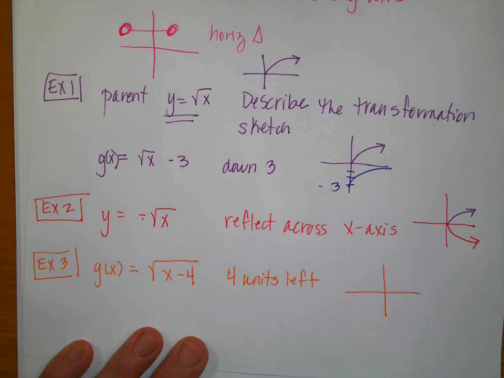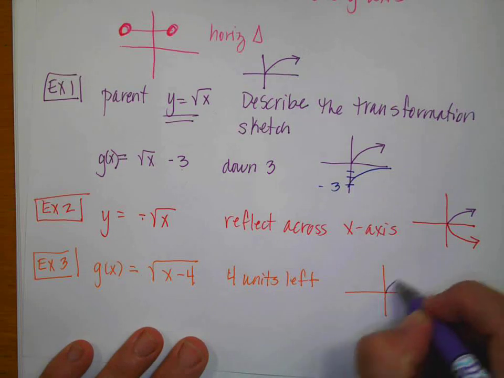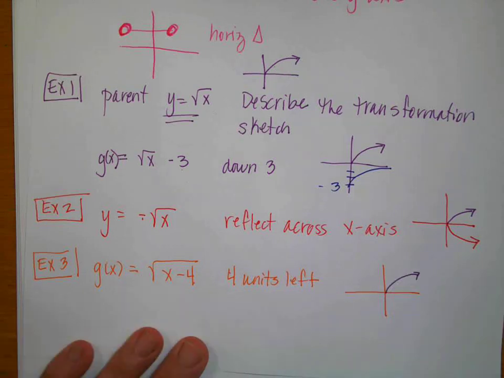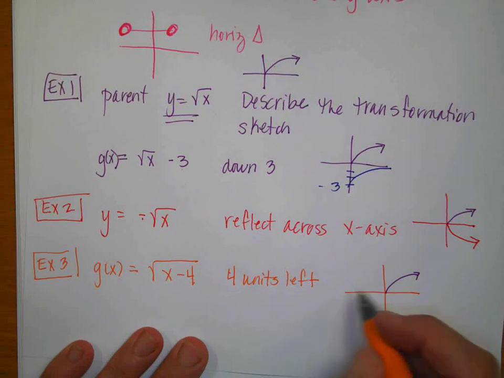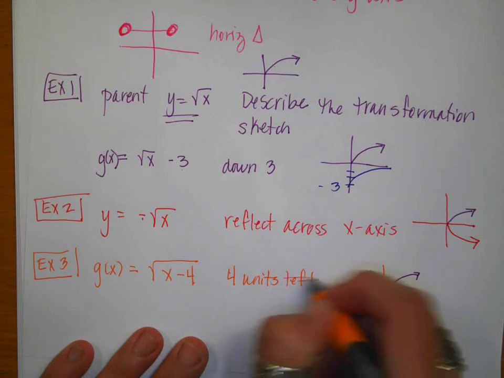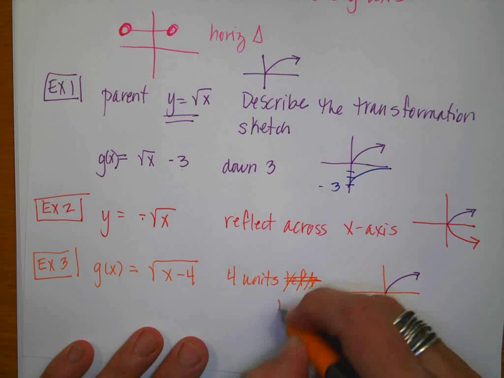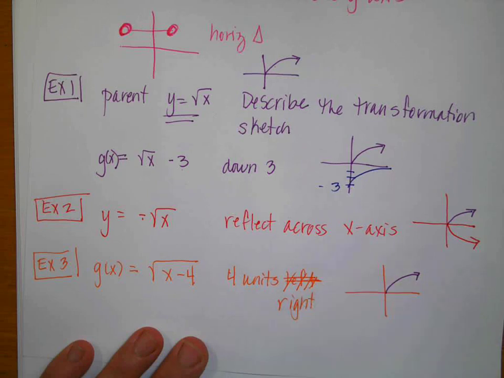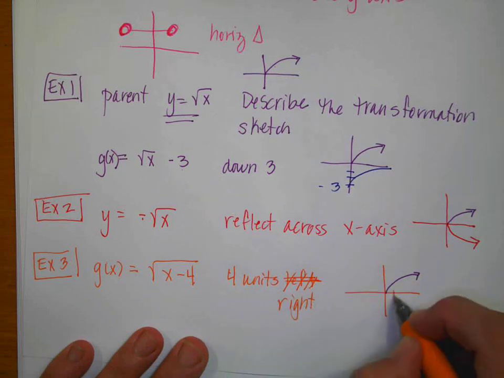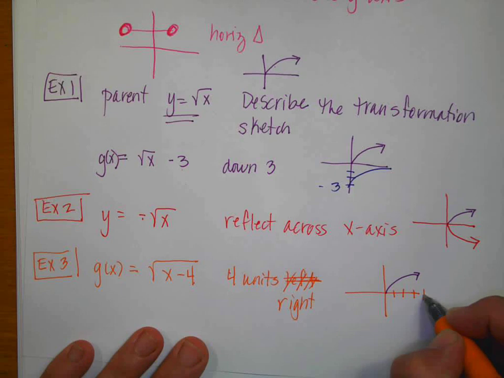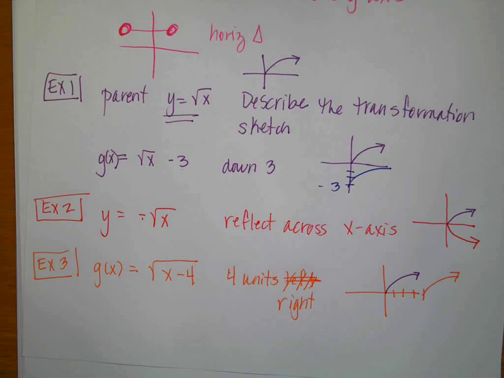And if we had our graph, what color did I use? Purple. If this was the original function, now I'm going to move 4 units to the, bad, shame, shame, shame. This is to the right because it's the opposite sign. So then this would be 4 units to the right. Whew, glad I caught that.